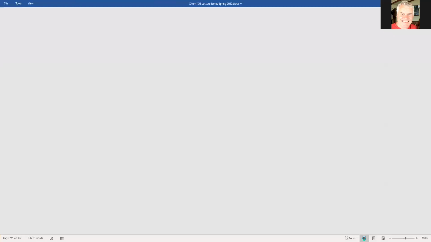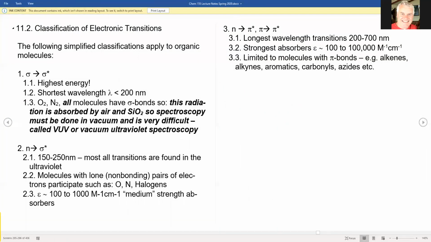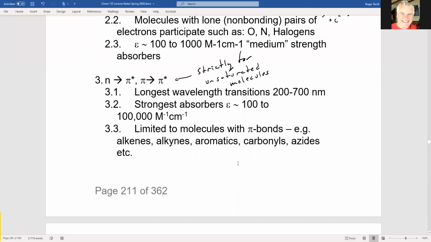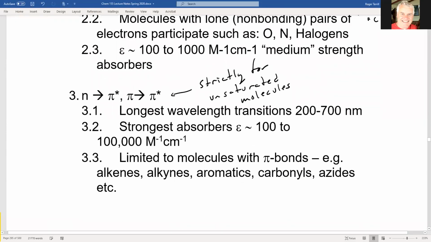Unsaturated means, oops, where'd it go? Print layout, there we go. Strictly for unsaturated molecules. And these are the longest wavelength. They can cover, this is UV and VIS, right? This is UV and VIS. And they're the strongest absorbers. So 100 to 100,000 per molar, right? So this is the realm of dyes.